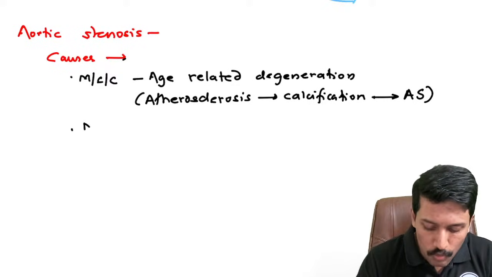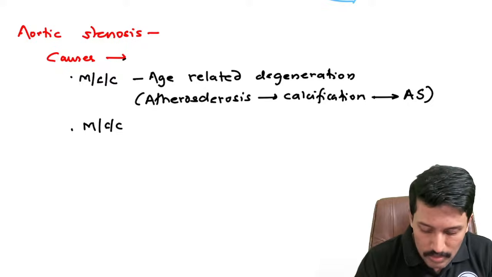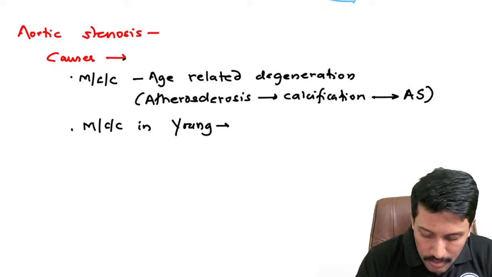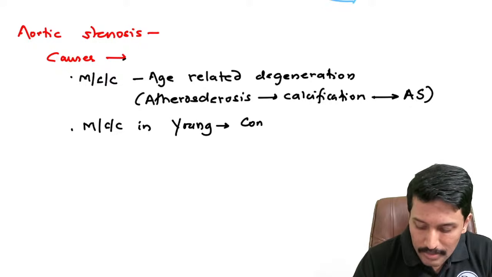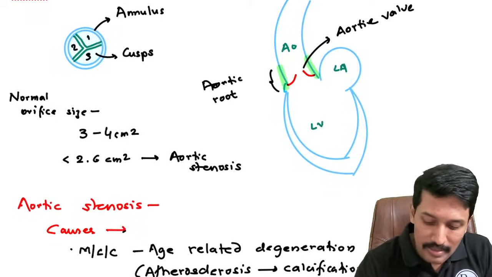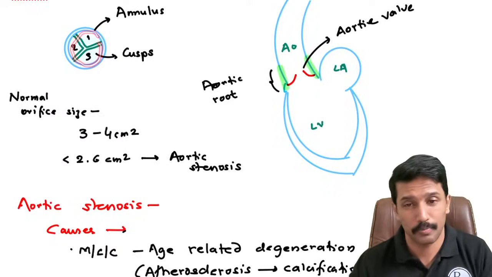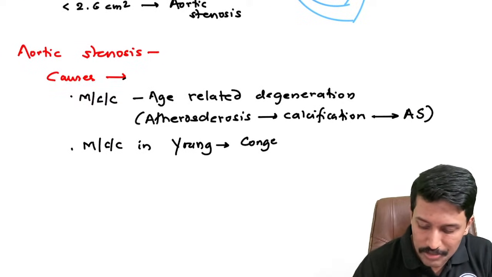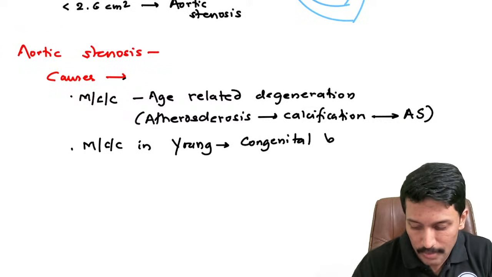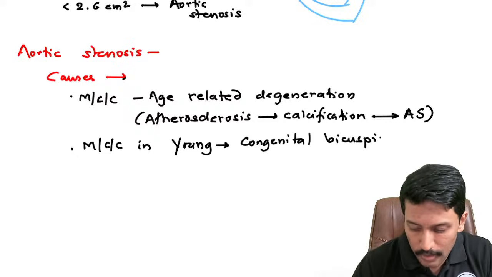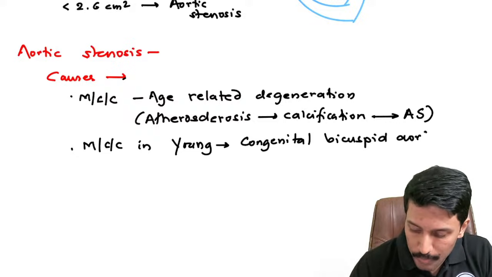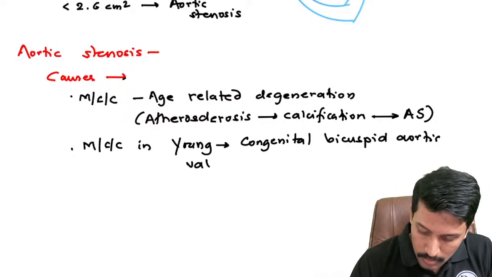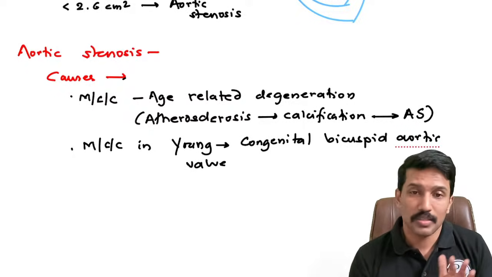So in that case, what could be the cause? The most common cause in young individuals is going to be congenital. We just learned that there are 3 cusps in the aortic valve, but some people are born with only 2. We will call that condition congenital bicuspid aortic valve. And congenital bicuspid aortic valve is the most common cause for the aortic stenosis in young individuals.